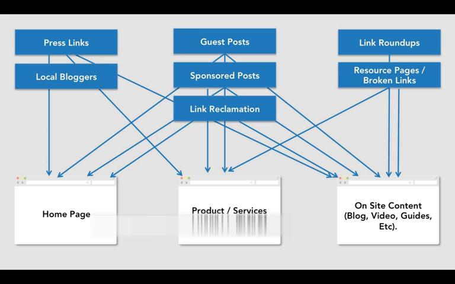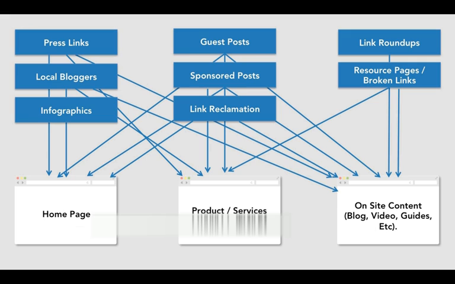So local bloggers is when we just find bloggers using local search modifiers, and we either do a guest post exchange or we offer to buy a post on their site. When we do that, it'll probably be going to your homepage or product or services page or content. It could be going to anyone. This is very similar to sponsored posts and guest posts. You really have pretty good control over where that link is because you're paying for it or because you're guest posting on their site.